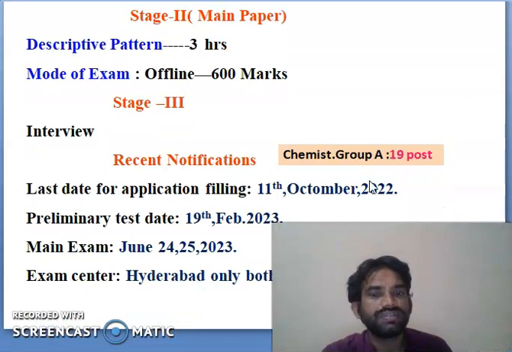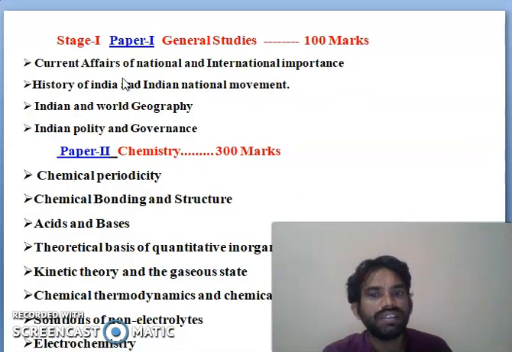You can see here stage 1, paper 1: general studies is 100 marks and chemistry is 300 marks. The general studies syllabus covers current affairs of national and international importance, history of India and the Indian national movement, Indian and world geography, and Indian polity and governance. These are the syllabus for general studies paper 1, 100 marks.